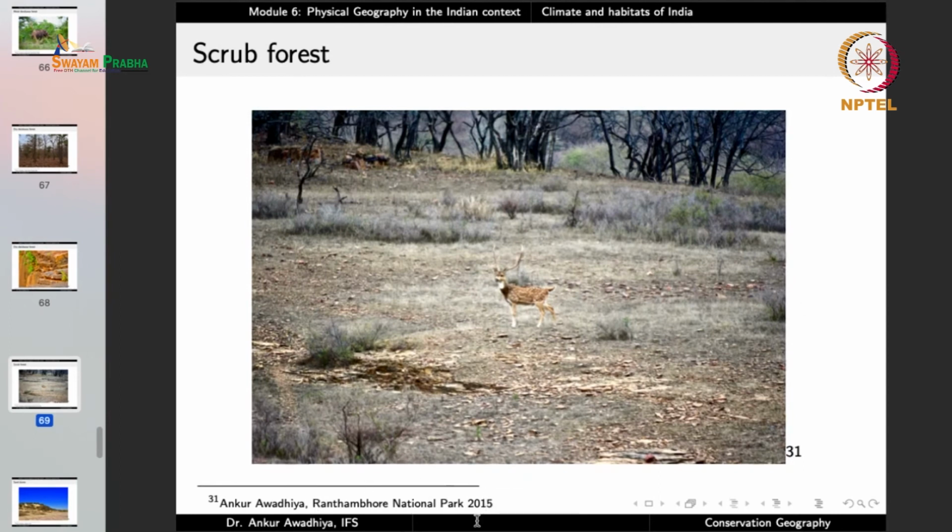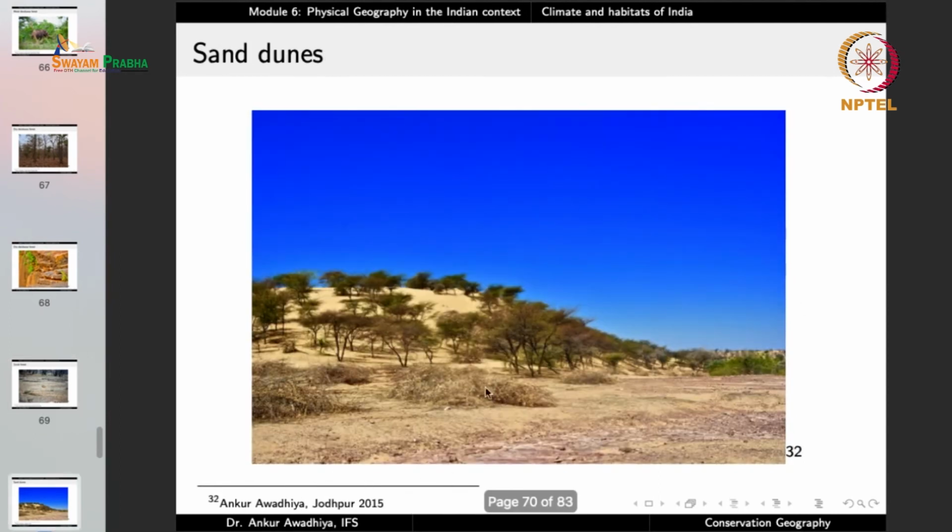So these are exotic trees that have been planted to support the sand dune, so that the sand dune does not move from one area to another area, to stabilize the sand dune. But essentially, you find very little vegetation in these areas. But these areas still support a large amount of biodiversity that is especially suited for these conditions. So we find this spiny-tailed lizard in the Desert National Park, and this is not found in other areas.